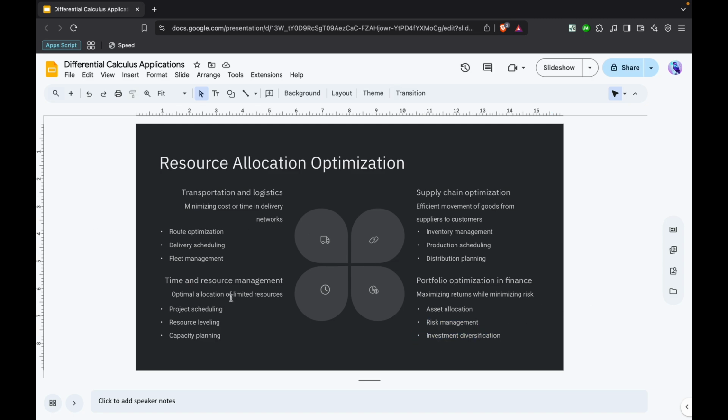The fourth and final thing that shows here is time and resource management. So if we have limited resources, how can we allocate them best for maximum output, minimum cost, and minimum resource use for better scalability? This is used a lot with project scheduling, resource leveling, and capacity planning. Now, you might be thinking, how does calculus come in handy for this?